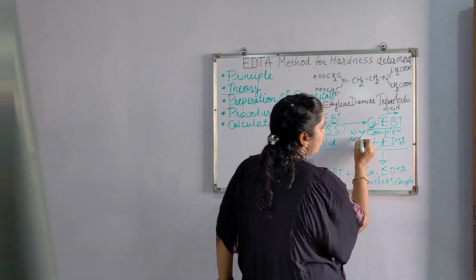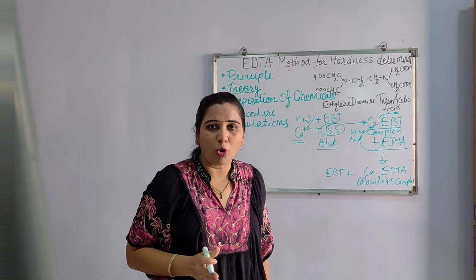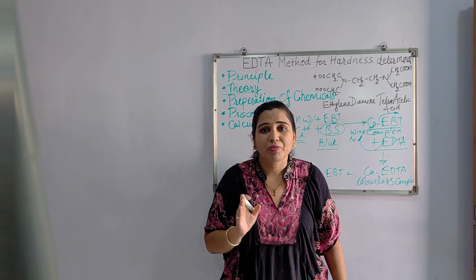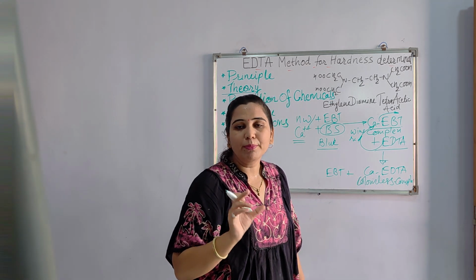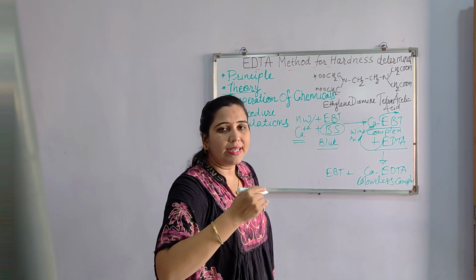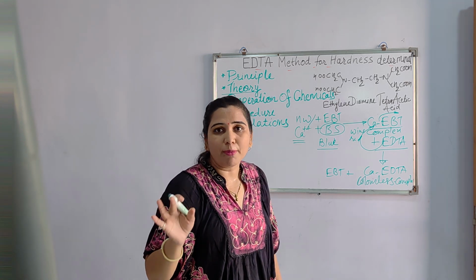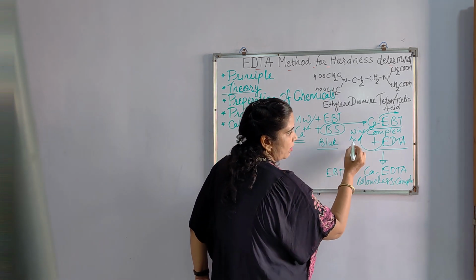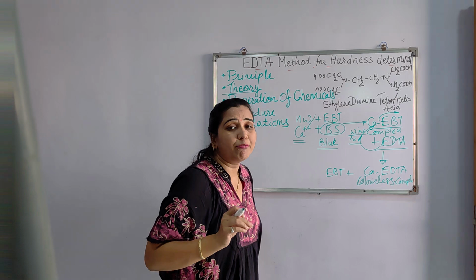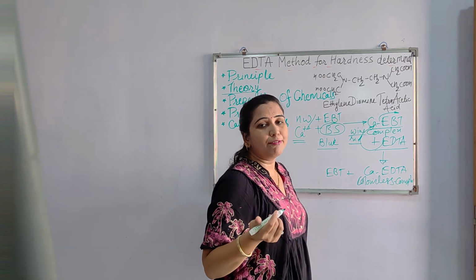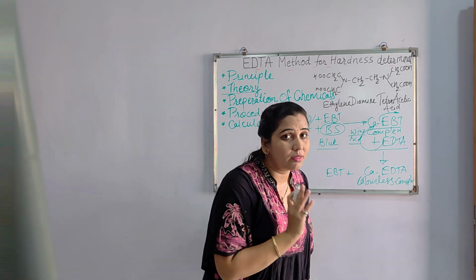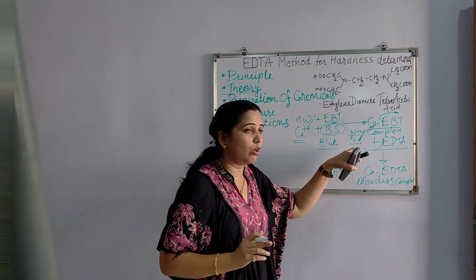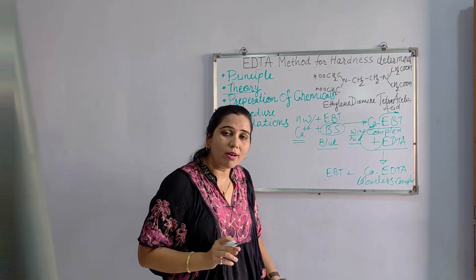So as soon as we add this EBT into the water, it will form a wine red colored complex, and that complex is very important to get proper knowledge about the reaction. So we will get this wine red colored complex at first. Sometimes we can get confused whether its color is wine red or the blue of the indicator, but it is not the color of the indicator, it is the color of the complex, which is somewhat unstable.